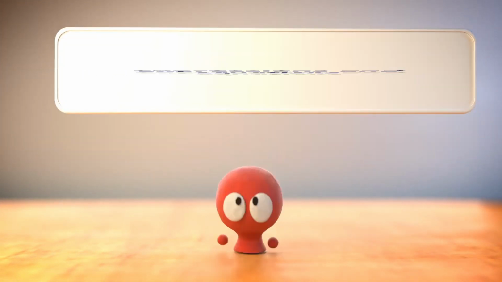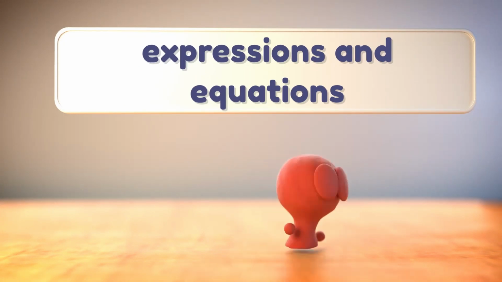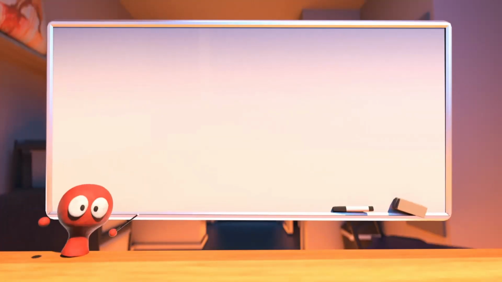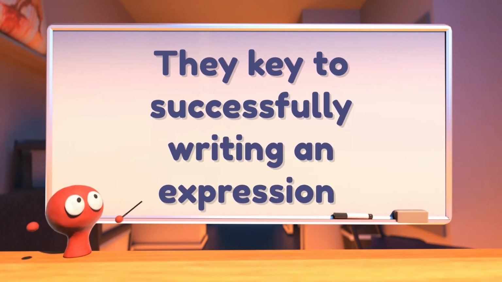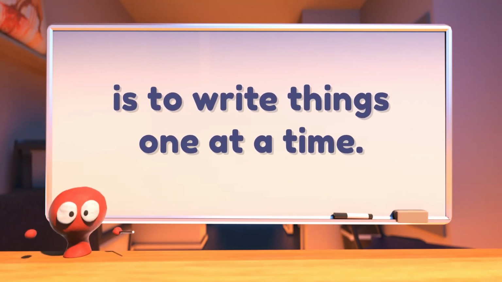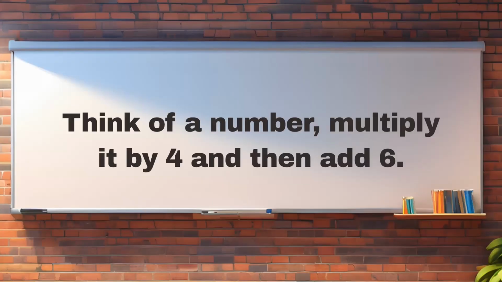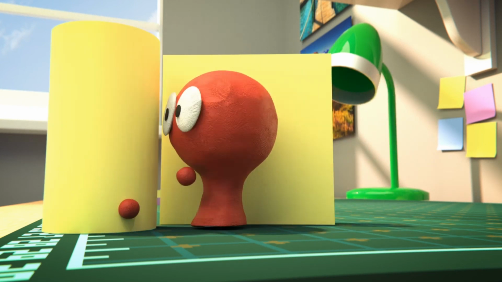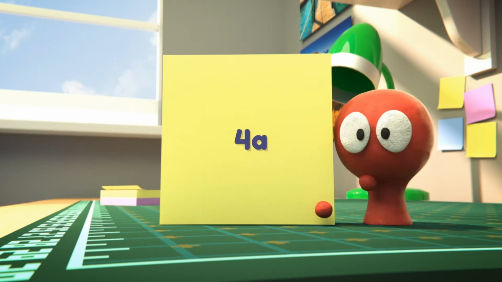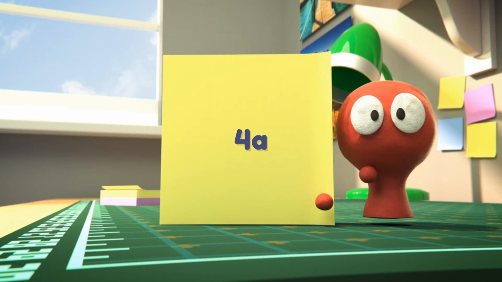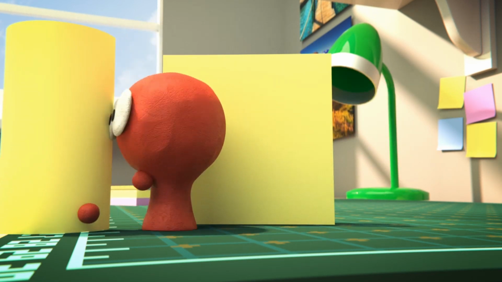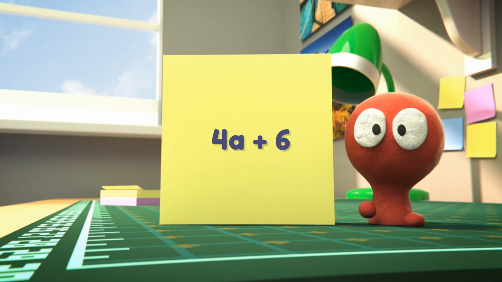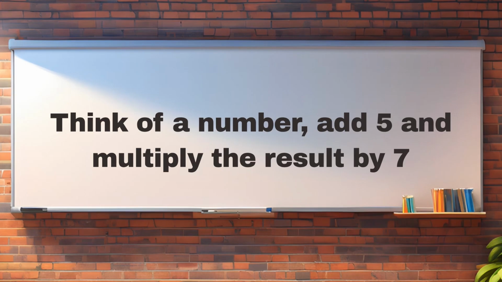In order to be great at algebra, you must master the art of writing expressions. The key to successfully writing an expression is to read the question and write down one step at a time. Let's read this question and try to frame an expression. The question says to think of any number, so we think of any letter. In this case, let's say it is A. Then it says that we multiply it by 4. We therefore write 4A, as we always put the number before the variable without the multiplication sign, and then add 6 to it.